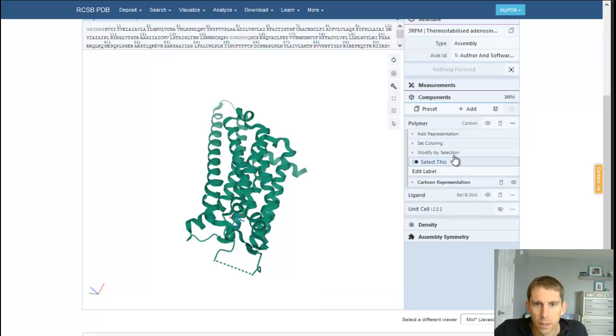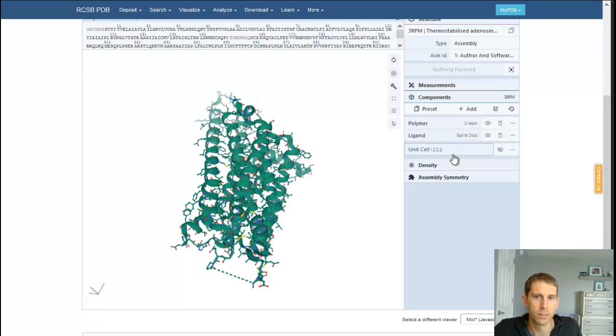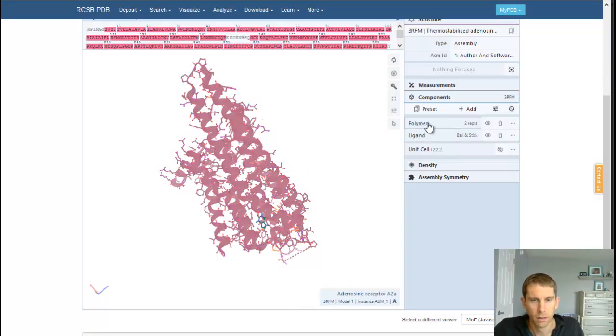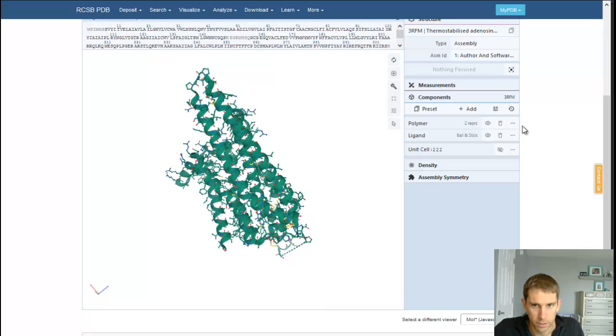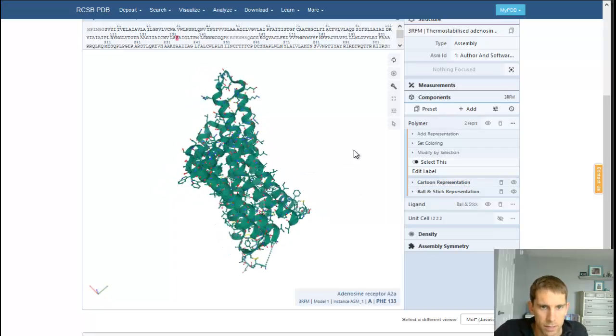So let's say we want to add a different representation. One thing we were asked for is the ball and stick representation. So now all the amino acids are represented by two representations. I'll open that back up again so we can see that one of them is the ball and stick representation that I just selected, and the other is the cartoon representation that was there originally.